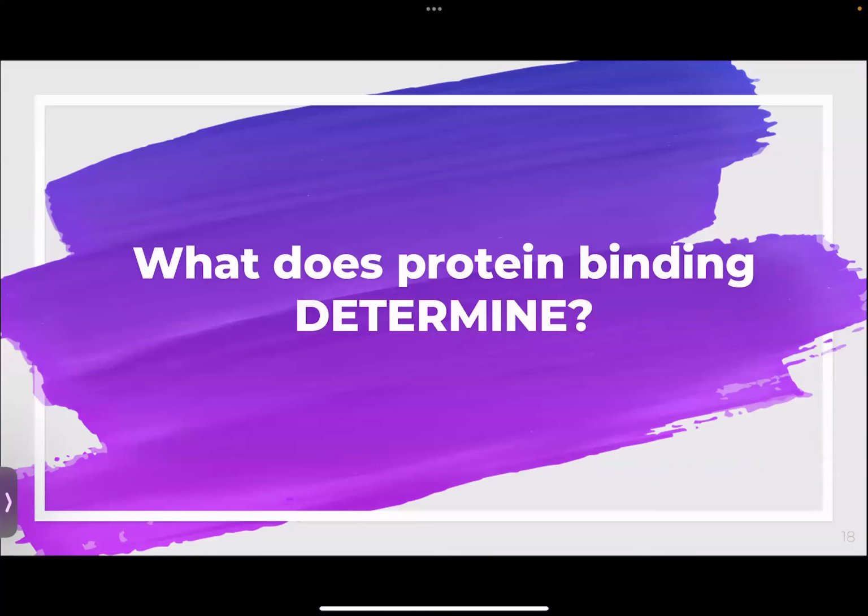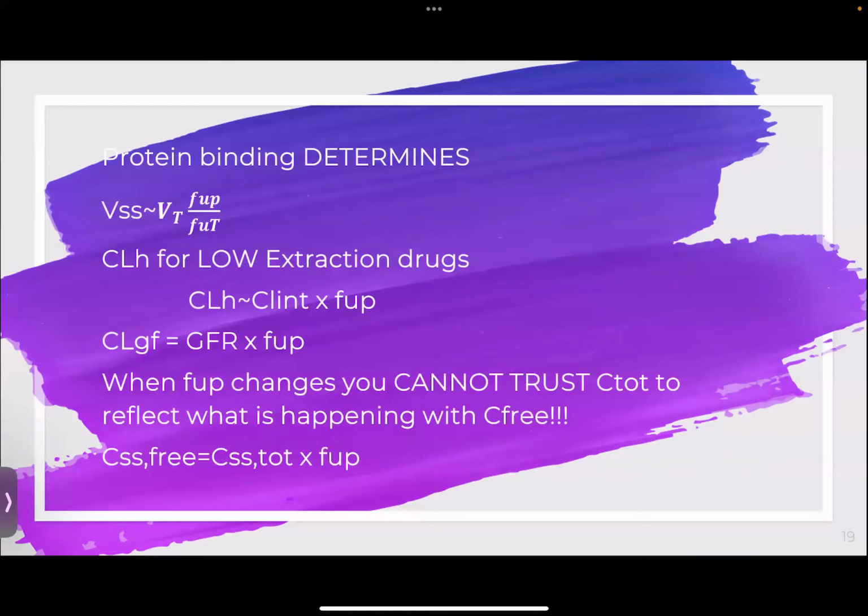So what does protein binding determine? Well, it's a determinant of volume of distribution, isn't it? And therefore a determinant of half-life, K, dosing interval. It also is a determinant of clearance for low extraction drugs. You can skip that third one because we haven't talked about it yet, but we're going to be talking about it soon. But when fraction bound in plasma changes, you cannot trust the C total, right?